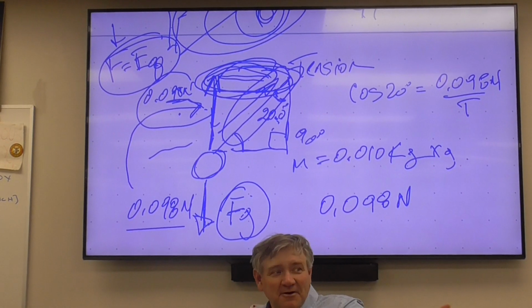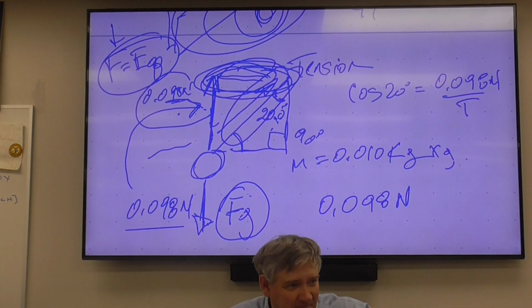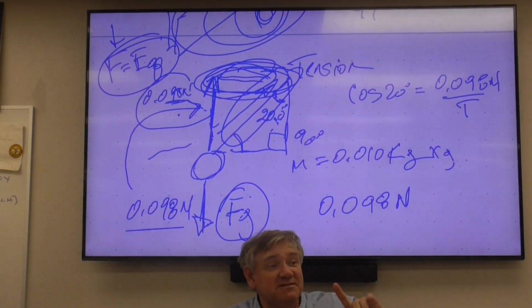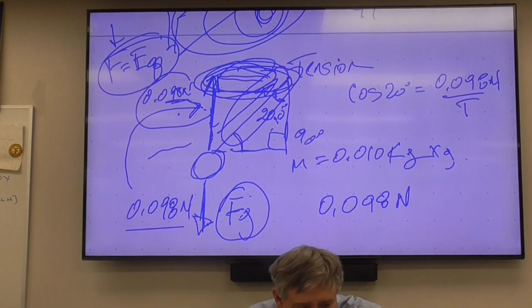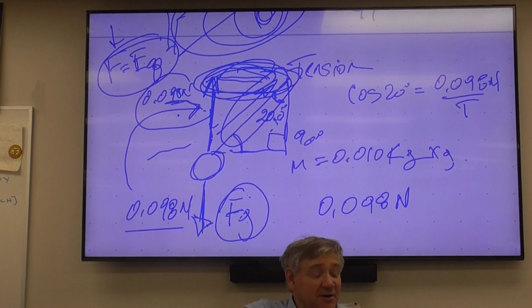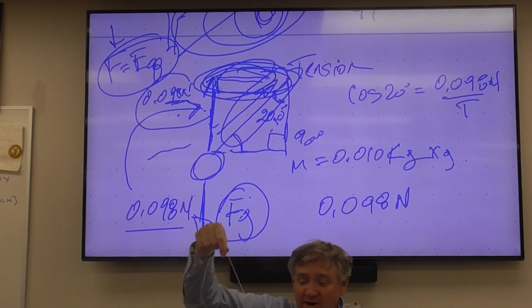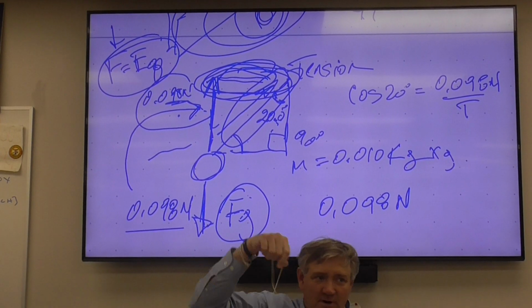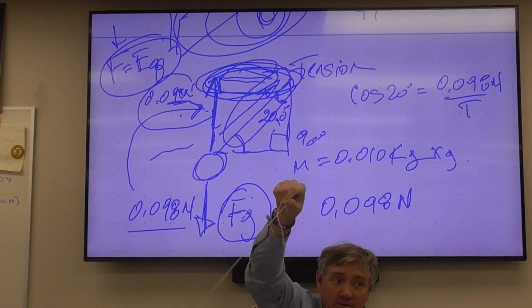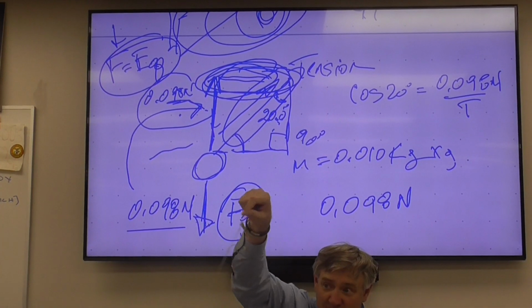But here's the deal. If you're going around in a circle, what does the horizontal component represent? Your centripetal force.